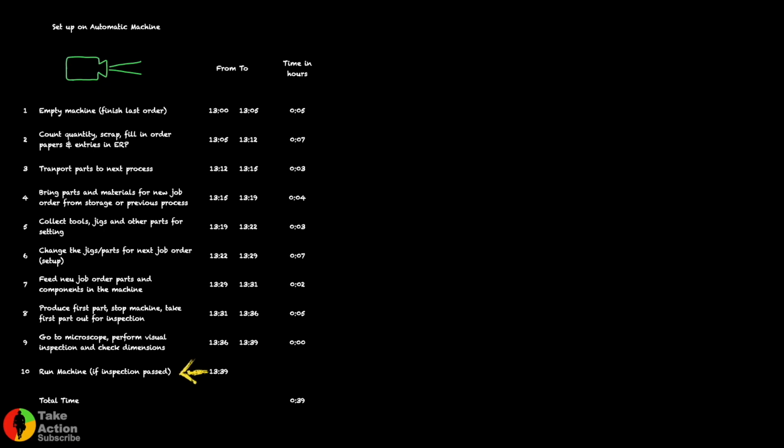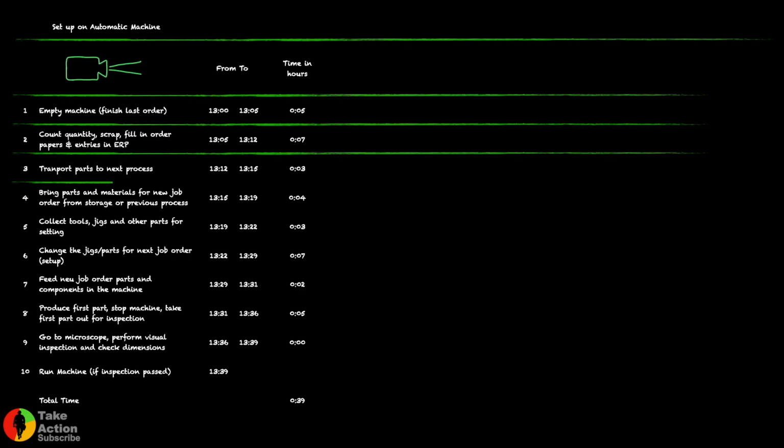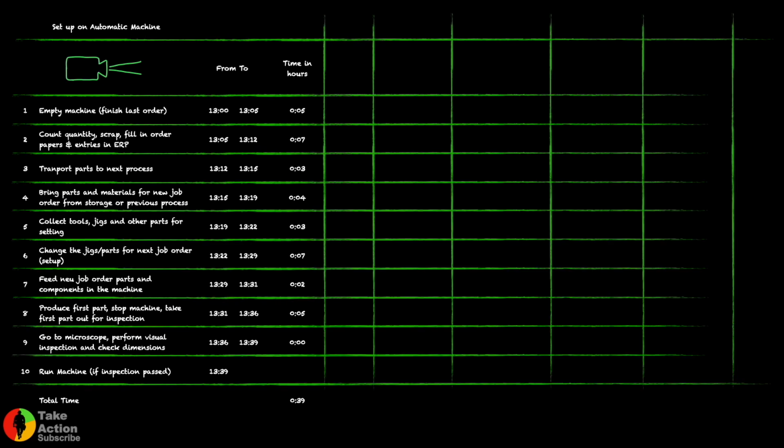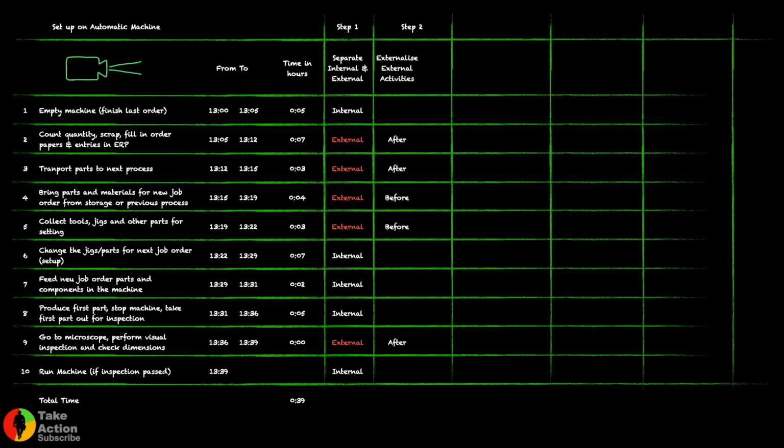So these are the main activities which are very common in most automatic machines. With this example, we can see what the ideas are and how we can implement the SMED method. The very first step is to categorize activities into internal activities and external activities. Here we have a very good mix of internal activities and a lot of external activities. Step number 2 is to externalize all the external activities.